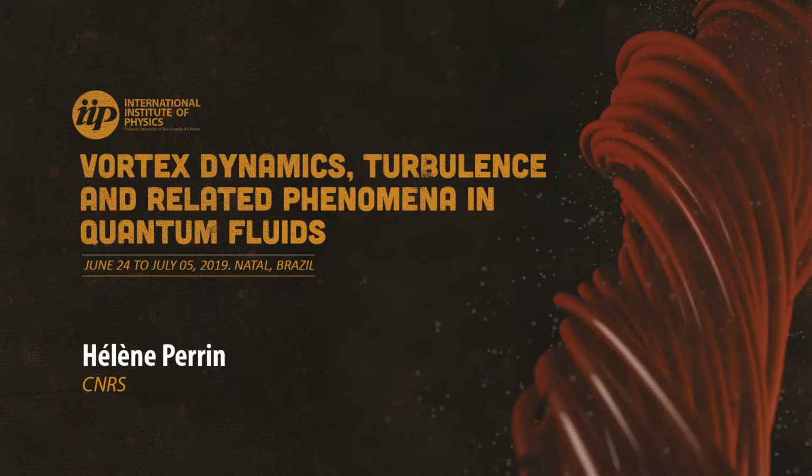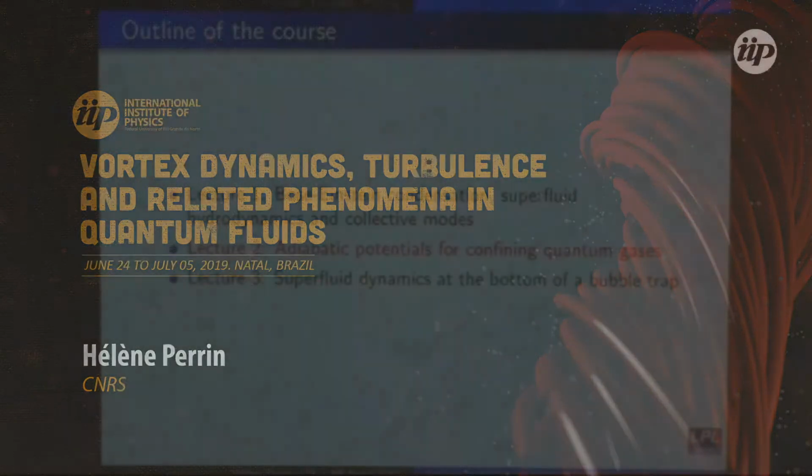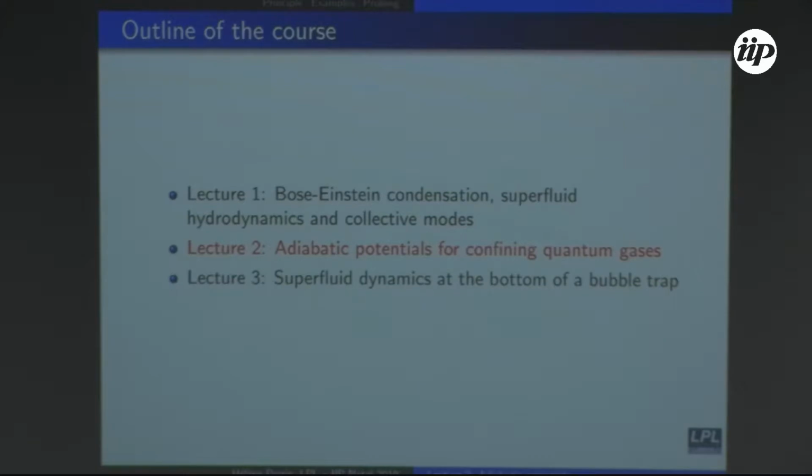Being there for this second lecture. So today, after the presentation of what is Bose-Einstein condensation, why BECs are superfluids, and what are the collective modes, I will present you the way to develop trapping potentials for atoms, which can have shapes quite different from usual shapes that you have with optical or magnetic traps, thanks to the use of adiabatic potentials.